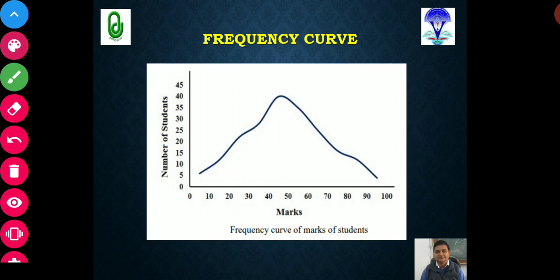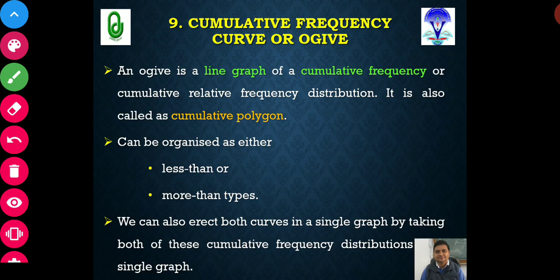So this is an example of frequency curve. The dots are being attached with the smooth hand. Now, the last important way of presentation of data in visual form is cumulative frequency curve or ogive.